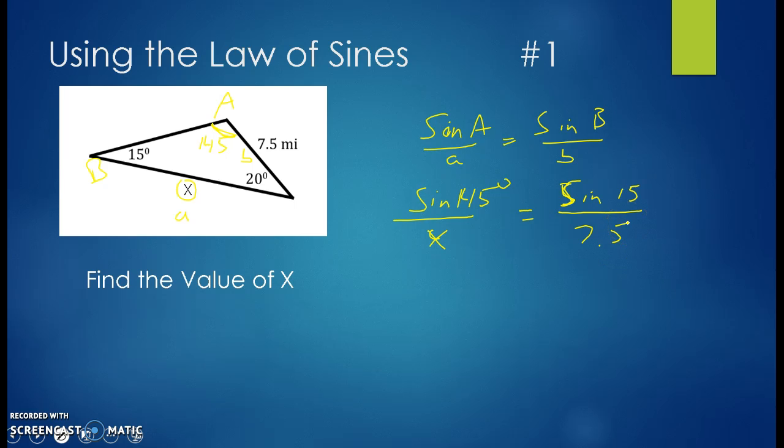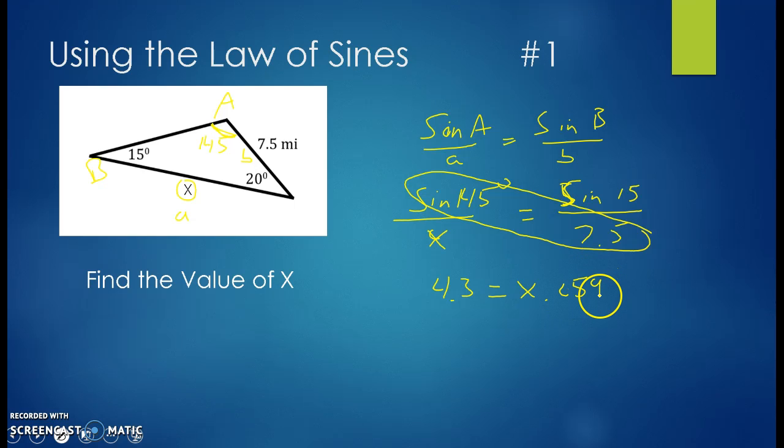And so I'm going to cross multiply here. If I take 7.5 times the sine of 145 degrees, that's really close to 4.3. And that equals x times the sine of 15. And the sine of 15 degrees is 0.259, well, 0.25988 to be exact, but we'll say 0.259.